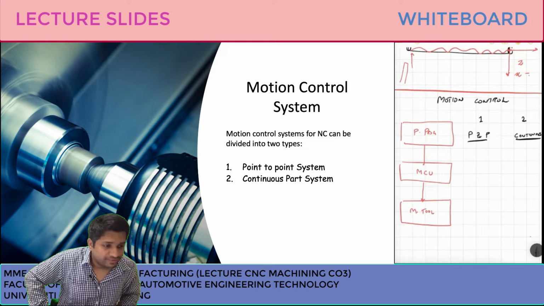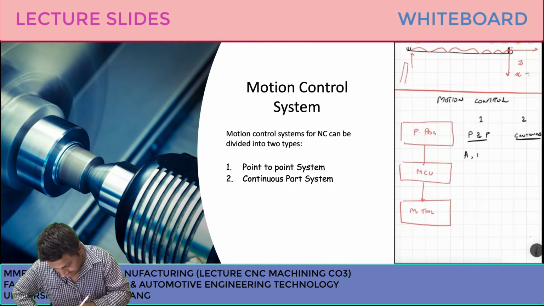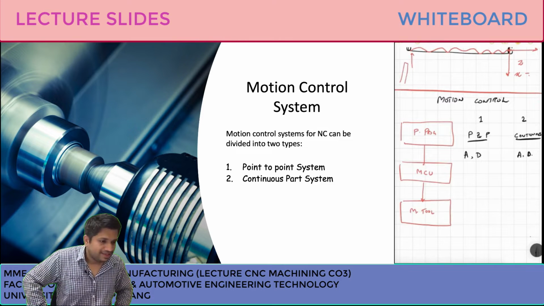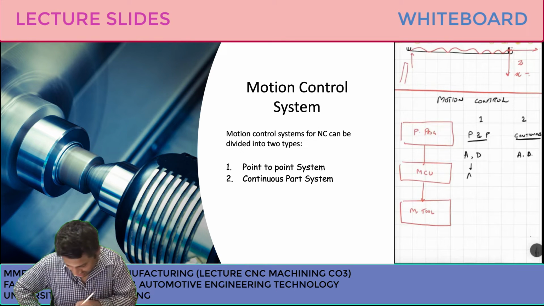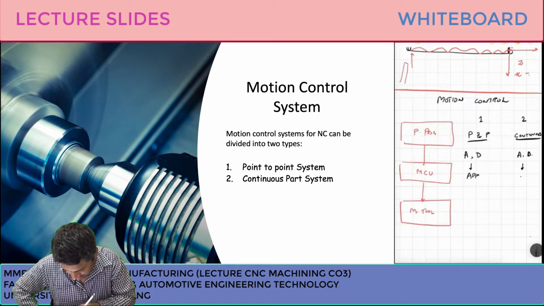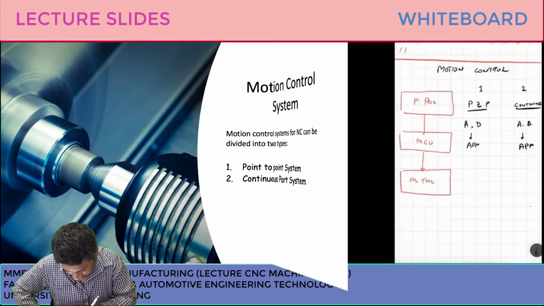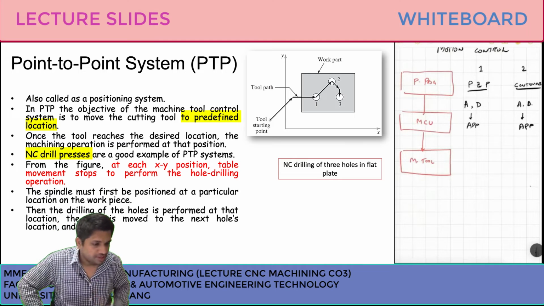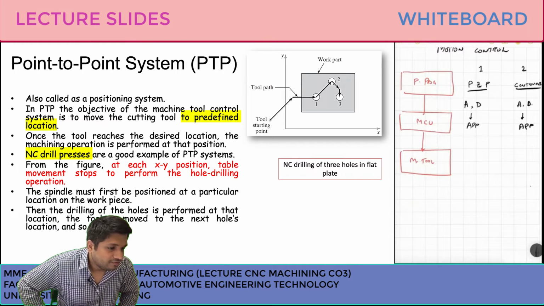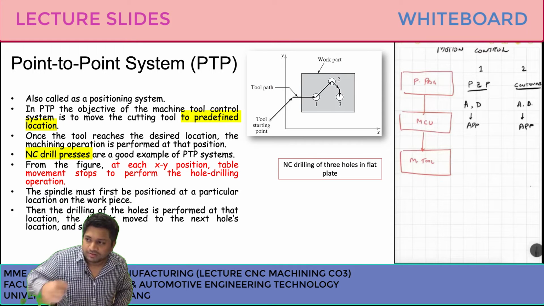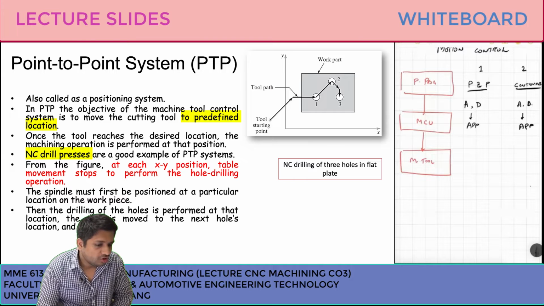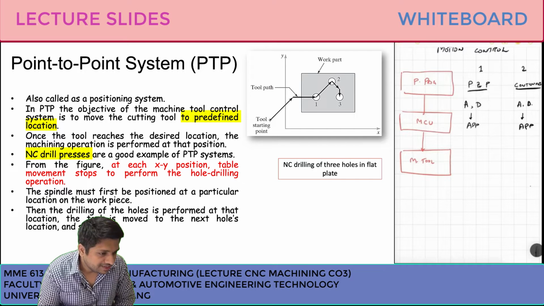Both have their own advantages and disadvantages. Actually, to be correct, both have their own applications. So let's see what is the application of the point-to-point system. When we talk about the point-to-point system, the objective of the machine tool is to move the cutting tool to a predefined location.